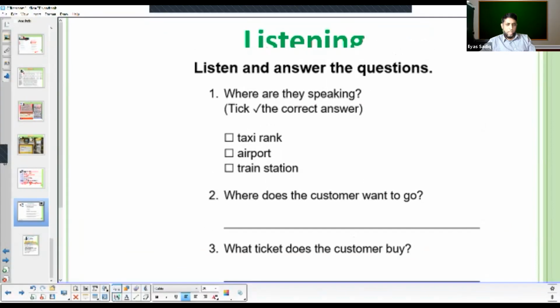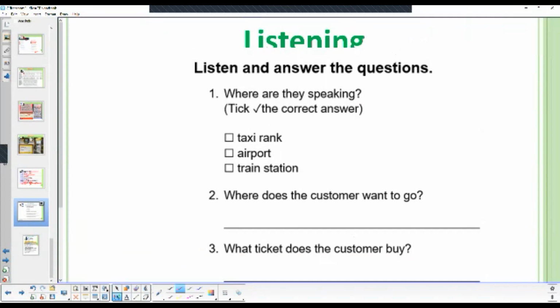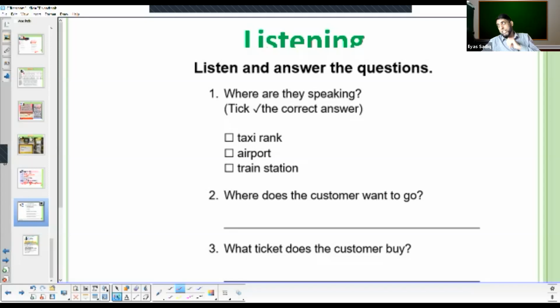Was it an airport, a taxi rank, or a train station? I think it's a train station, because in the airport they don't ask about peak and off peak. Exactly. Well done. Good guess. Peak and off peak mean the time of day when the ticket gets more expensive. Off peak means the off time, like late at night, after the rush hour. Yes, it is the train station.